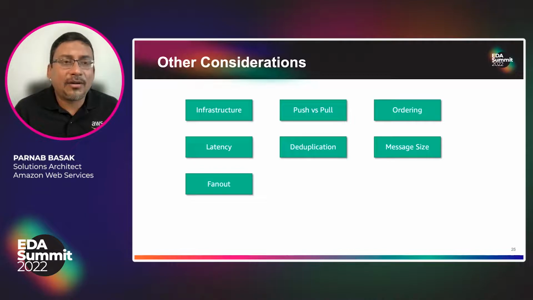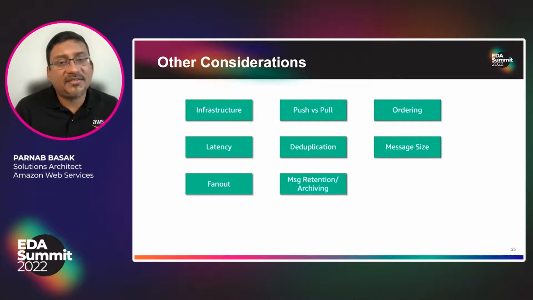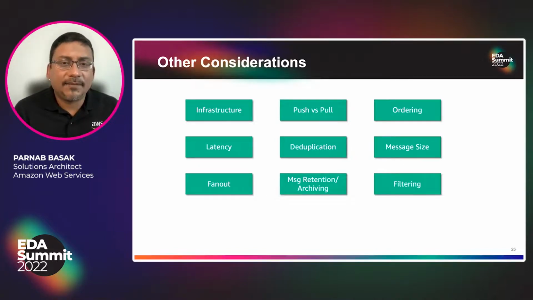Then there is fan out. Can each message be delivered to or processed by multiple consumers? Then there's message retention and archival. How long will the messages be stored in the channel? What's the default? What is the maximum? Then there's filtering as well. Can consumers choose to receive a filtered subset of the messages passing through the channel? Or can the channel be very specific as to send a specific set of messages to a specific set of consumers?